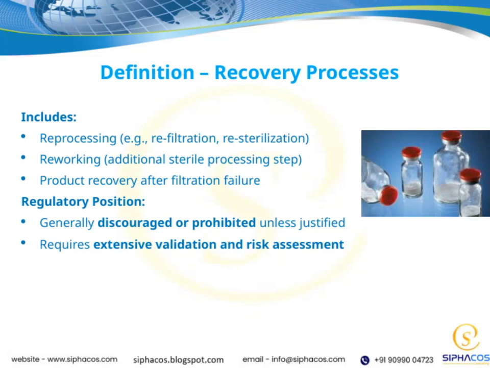Let's talk about recovery processes. These are methods used when something doesn't go as planned during sterilization or sterilization-related steps. For example, reprocessing might involve refiltration or re-sterilization to ensure the product is safe and effective. Reworking could mean adding an extra sterile processing step to address any issues identified. Sometimes, if filtration fails, we need to recover the product to prevent waste and ensure patient safety.